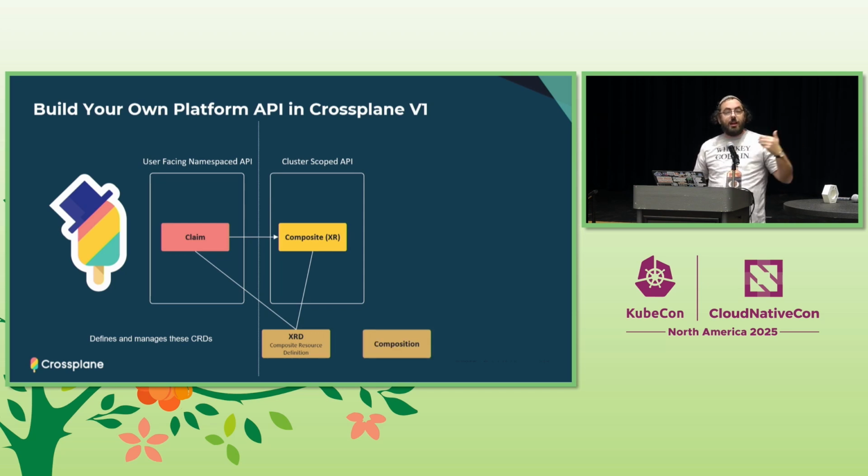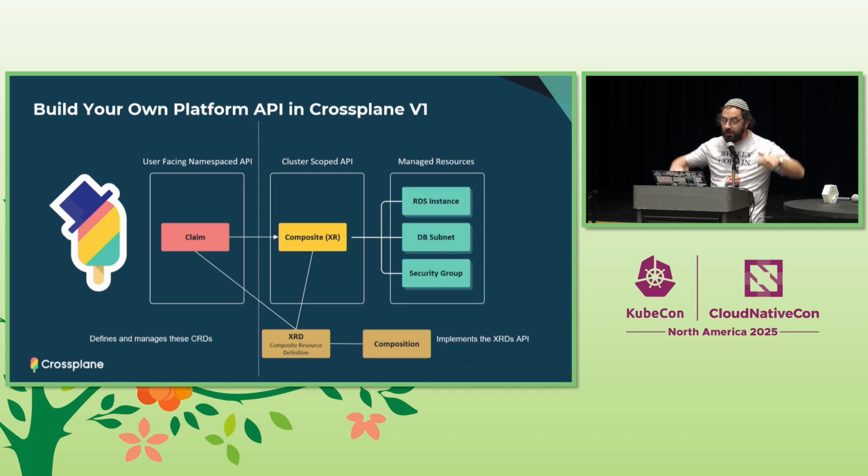An XRD has one or more implementations of that interface, which are called compositions. A composition comes and is picked up by the XR, and we get a bunch of managed resources that get deployed. An RDS instance, a DB subnet, a security group, right? Obviously, if this was really AWS, we would be talking somewhere around 70 to 80 actual resources to create an RDS instance, but that's a whole other story.